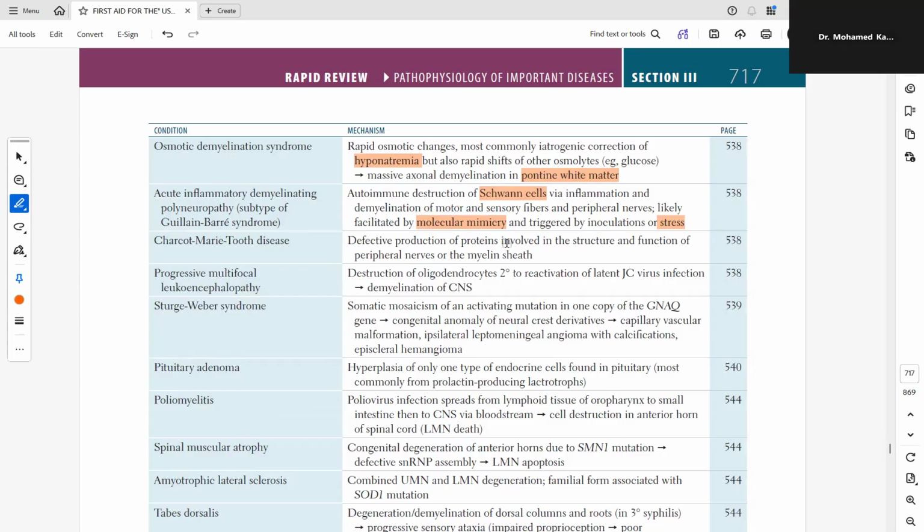Charcot-Marie-Tooth disease is a defective production of proteins involved in the structure and function of peripheral nerves or the myelin sheath. Okay, so the defective production of proteins.